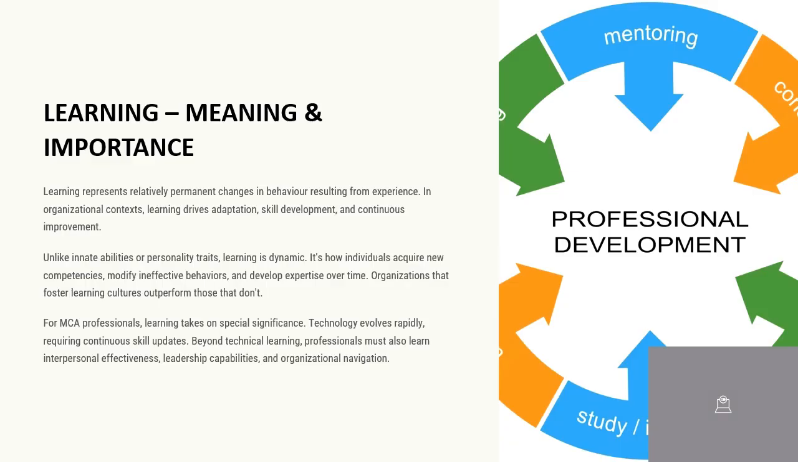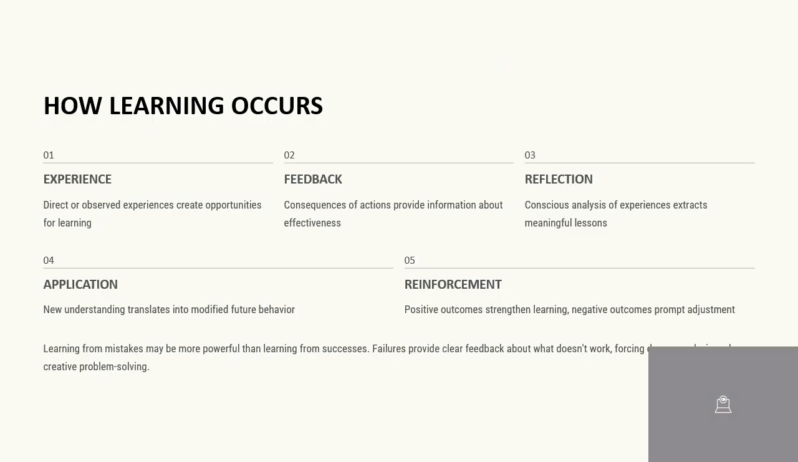Now coming to learning. Learning is a relatively permanent change in behavior due to experience, and learning comes majorly from experience. There's a learning cycle: we have experience, then feedback, then we reflect, then we apply, and then we reinforce. Direct or observed experience creates the needed learning. Then feedback, reflection, application. Reinforcement means positive outcomes strengthen our learning, and with negative outcomes we learn to make proper adjustments.